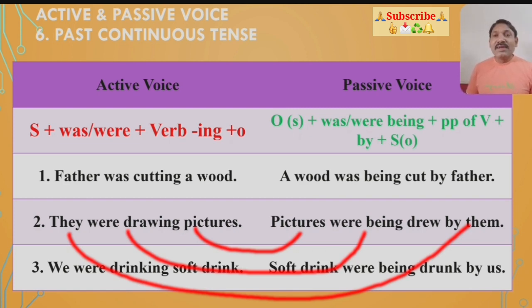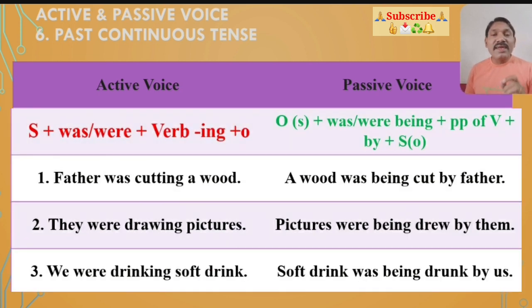Now see the third one: we were drinking soft drink. Here we is the subject, were drinking is the verb, soft drink is the object. According to the rule, we have to switch the roles of subject and object. Subject becomes object, object becomes subject. Don't forget it. So soft drink was being drunk by us. The third form of drink is drunk. Us is the case of we. Students, have you understood? Very good.